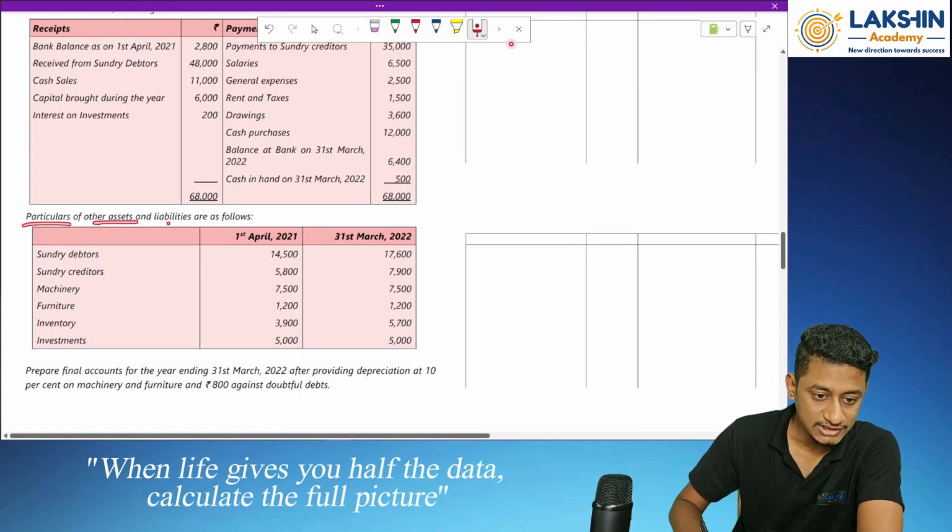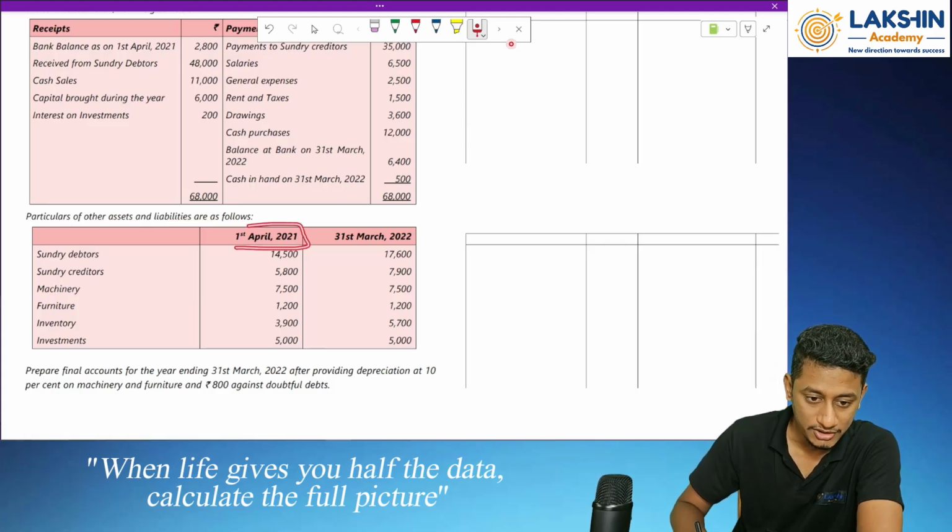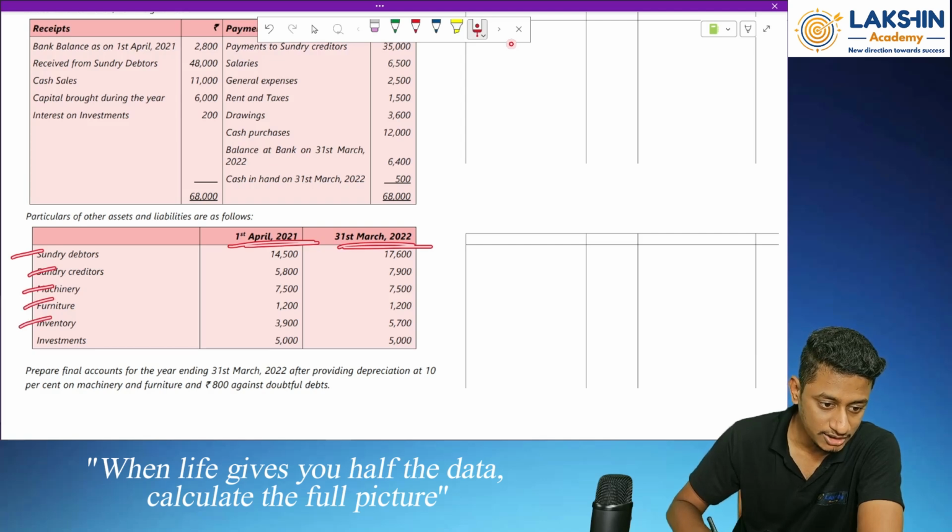Particulars of other assets and liabilities are as follows. So sundry debtors are given, with April 1st 2022 and 31st March 2022. So opening balances and closing balances are given to us. Sundry debtors, creditors, machinery, furniture, inventory, investment are given.